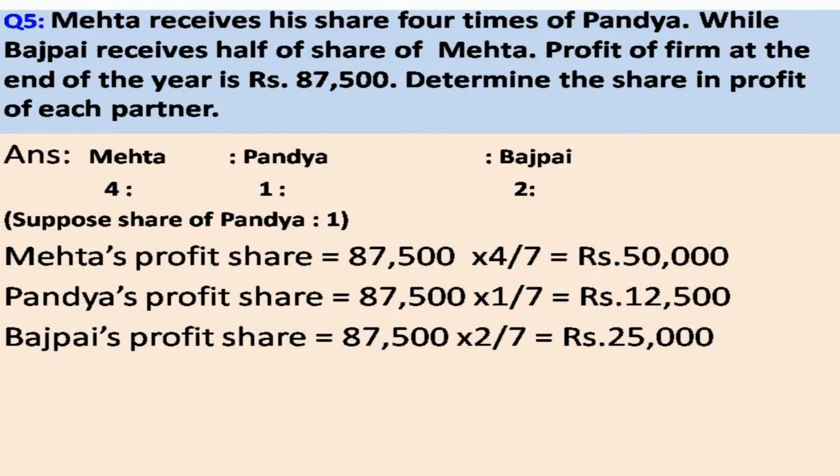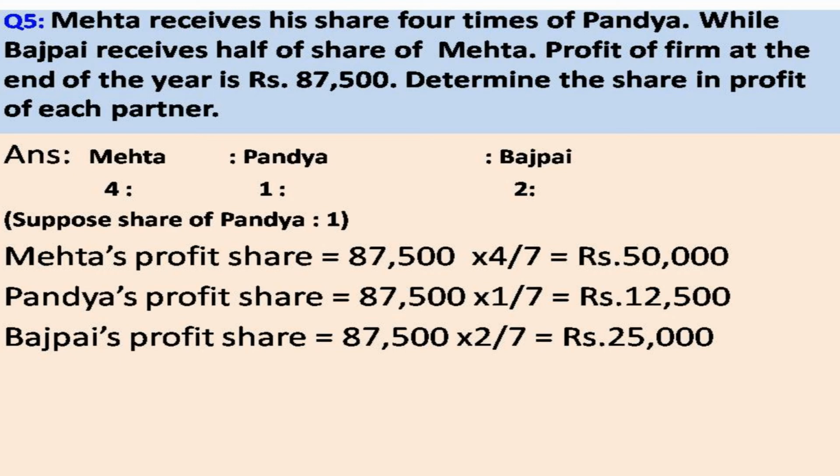Question number 5. Mehta receives his share 4 times of Pandya while Bajpai receives half of share of Mehta. Profit of firm at the end of the year is rupees 87,500. Determine the share in profit of each partner. Mehta, Pandya and Bajpai is there. First of all, we assume the Pandya's share 1 and Mehta's share is 4 times. So Mehta is equal to 4 and Bajpai's share is half of the Mehta. So half of 4 is equal to 2. So suppose the share of Pandya is equal to 1. Here we have to assume the Pandya's share 1.